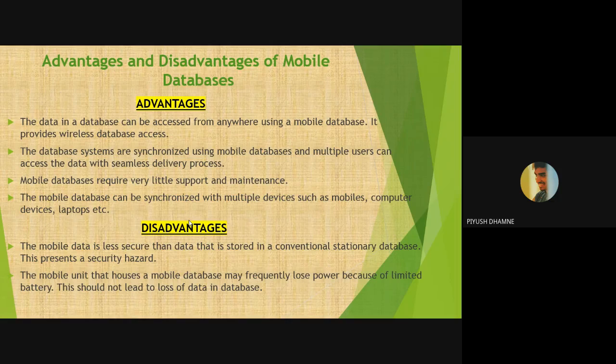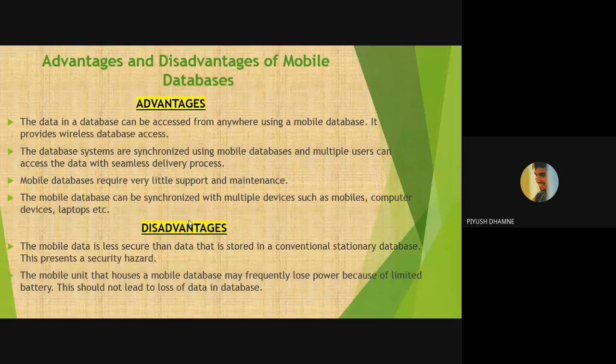Advantages and disadvantages of mobile database. Advantages. The data in the database can be accessed from anywhere using a mobile database. It provides wireless database access. The database systems are synchronized using mobile databases and multiple users can access the data with seamless delivery process. Mobile databases require very little support and maintenance. The mobile database can be synchronized with multiple devices such as mobiles, computer devices, laptops, etc.